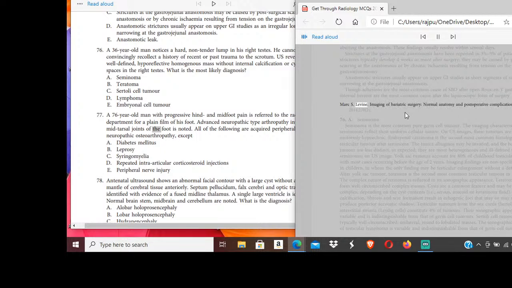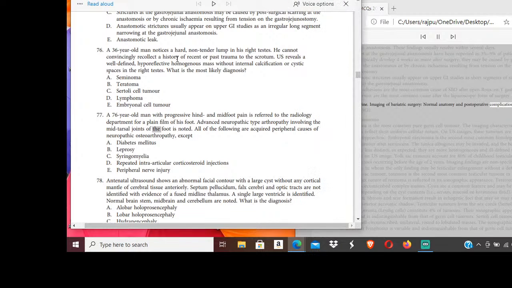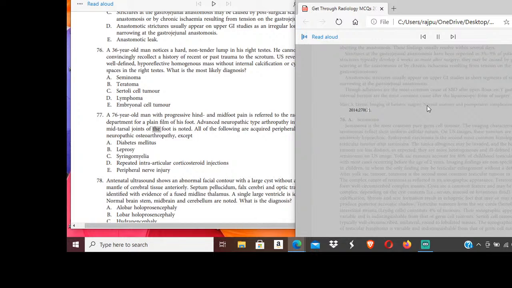Mark S. Levine. Imaging of bariatric surgery, normal anatomy and postoperative complications. Radiology. 2014, 272. 76. A. Seminoma. Seminoma is the most common pure germ cell tumor. The imaging characteristics of seminomas reflect their uniform cellular nature. On US images, these tumors are generally uniformly hypoechoic.